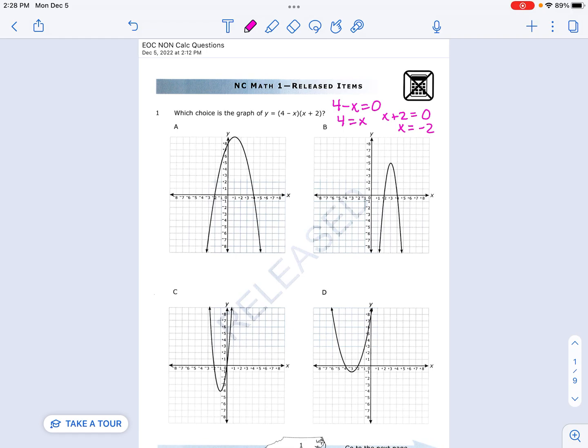So that eliminates answer choice B. Answer choice A has the zeros -2 and 4. Answer choice C does not, and answer choice D does not. So all we had to do was find our zeros. So that's why it's answer choice A.